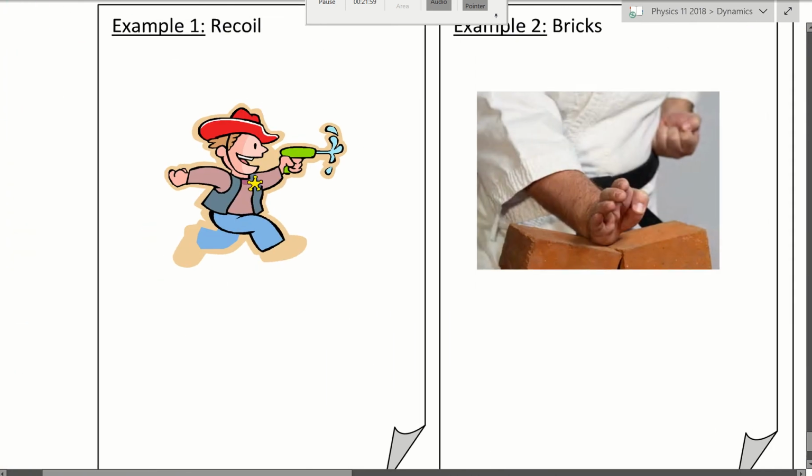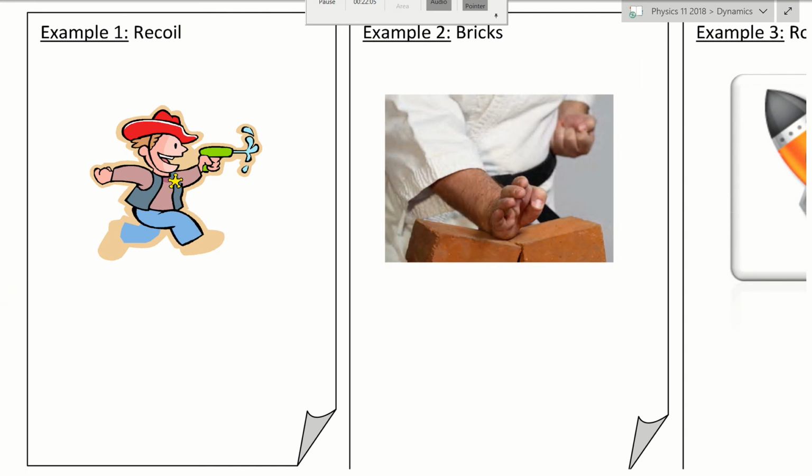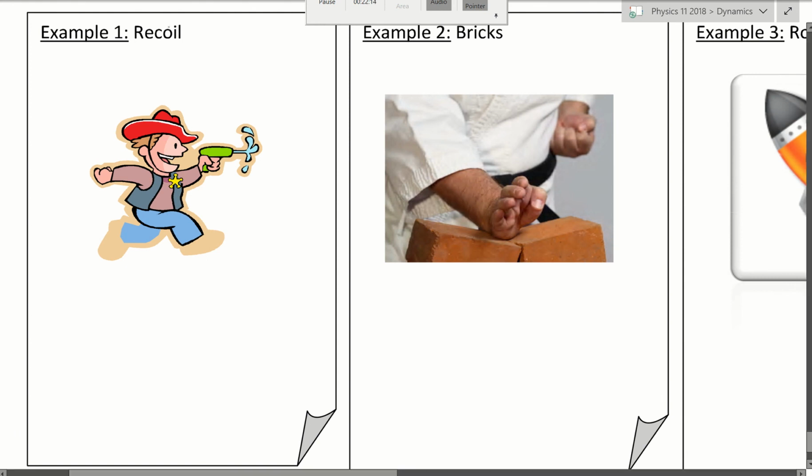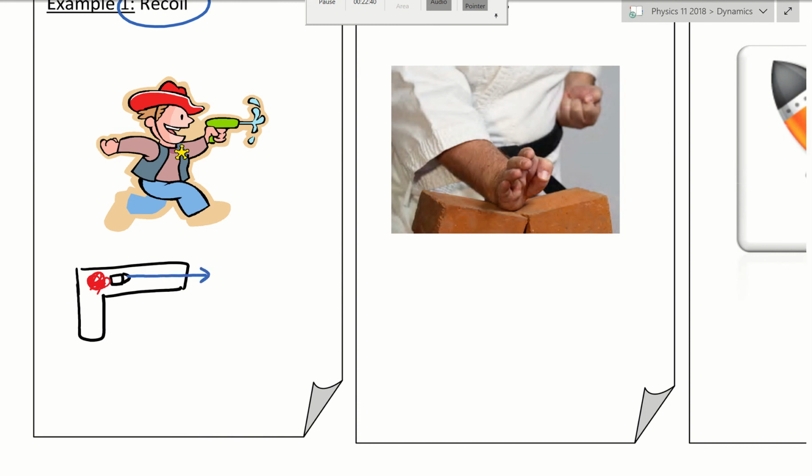Then we're going to conclude this with a few more examples, just finding out the action-reaction pairs. When you fire a gun or an arrow or cannons, there's this thing called recoil. That means the gun pushes the bullet, but the bullet also pushes the gun. Imagine a gun with a bullet inside and some explosive. The bullet goes out because there's an explosion inside the gun, so the bullet goes forward.